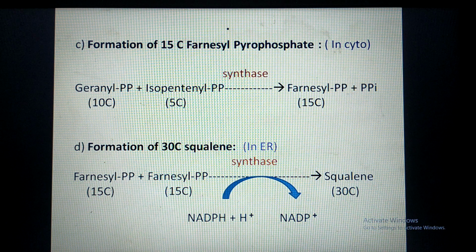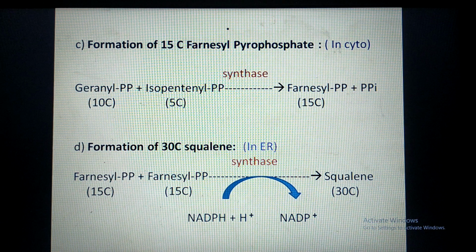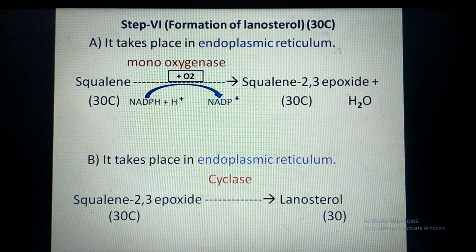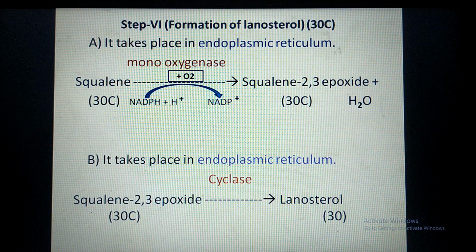Here again hydrogens are required, which are donated by NADPH. So the enzyme is squalene synthase. This step occurs in the endoplasmic reticulum. Next step is formation of lanosterol. It occurs in 2 steps.